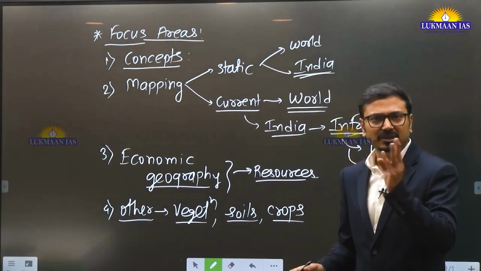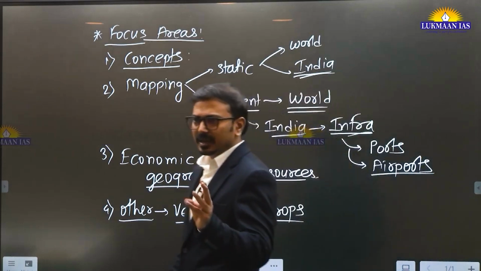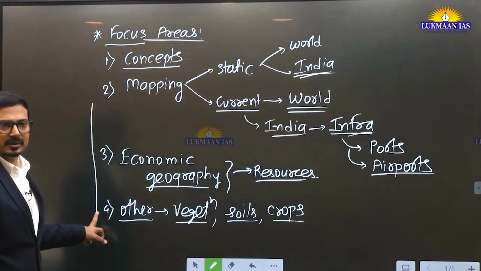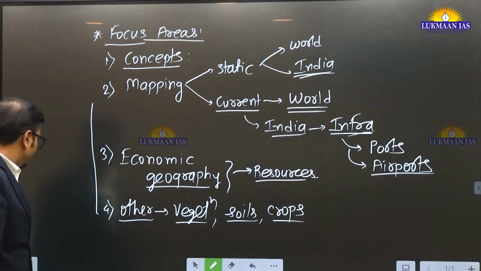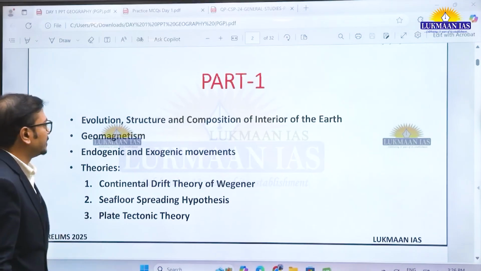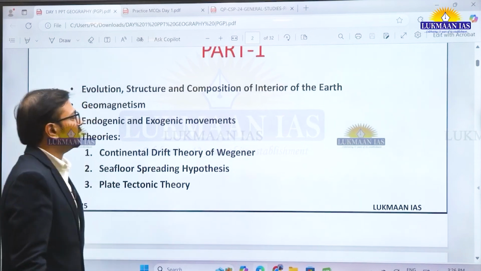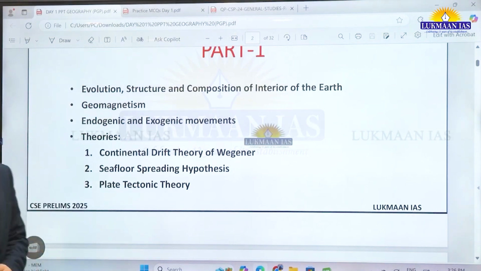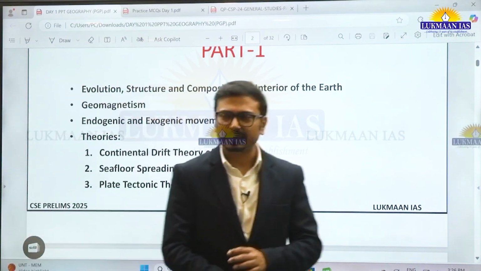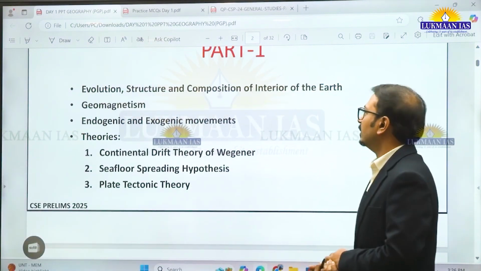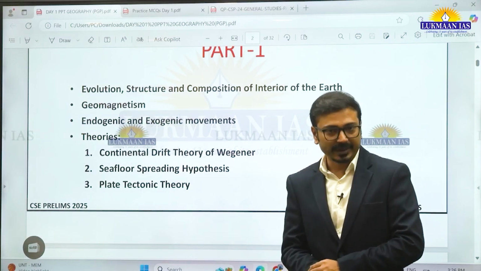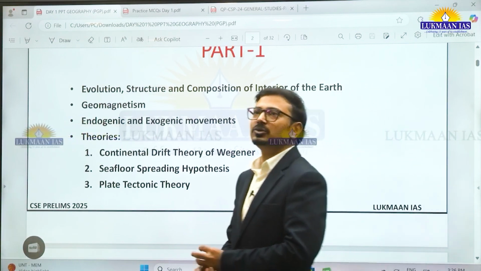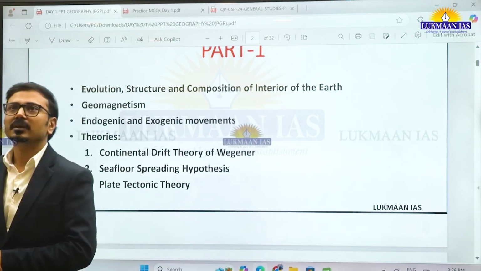Okay. So in physical geography, conceptual clarity, and in human and economic geography, largely these are the areas. Okay, fine. Now let's talk about today's session. In this session we will learn about evolution, structure, composition of the interior of the earth. All these things you have read, it is also part of 11th standard NCERT. Geomagnetism is not there in NCERT, so we will learn a few concepts related to geomagnetism, as UPSC is also focusing on this.